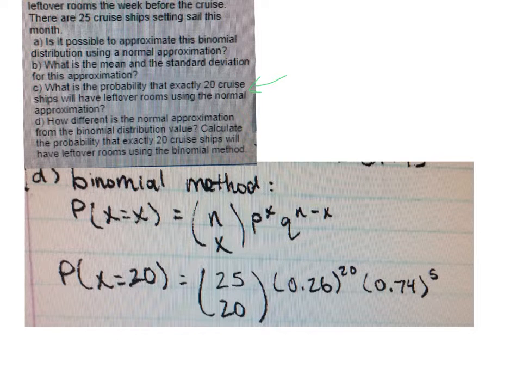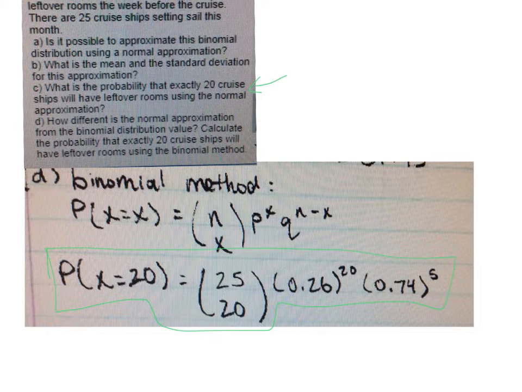So instead of using the normal approximation, if we use the binomial distribution value instead, then we're going to set that up exactly the way you have it down here. That's correct. Exactly 20 days would be a point. Now let me see. Exactly 20 cruise ships will have leftover rooms. Is not the probability of having a leftover room, isn't it 74%? I think it is. Yeah.